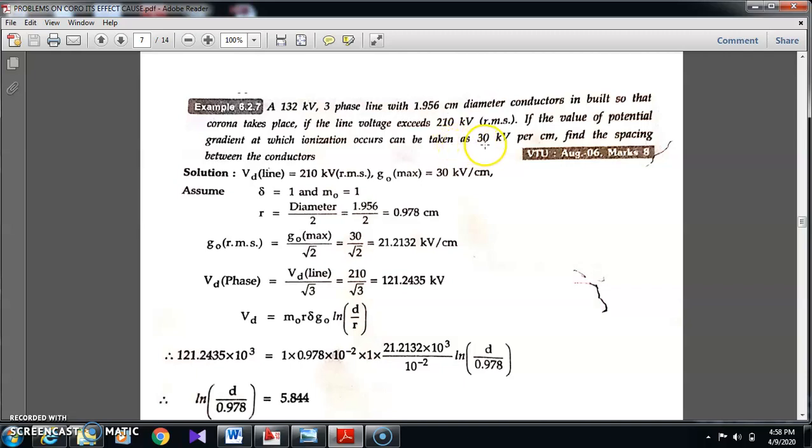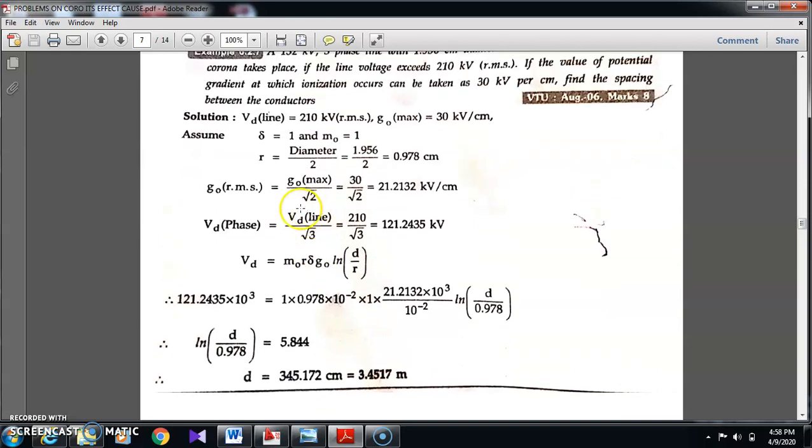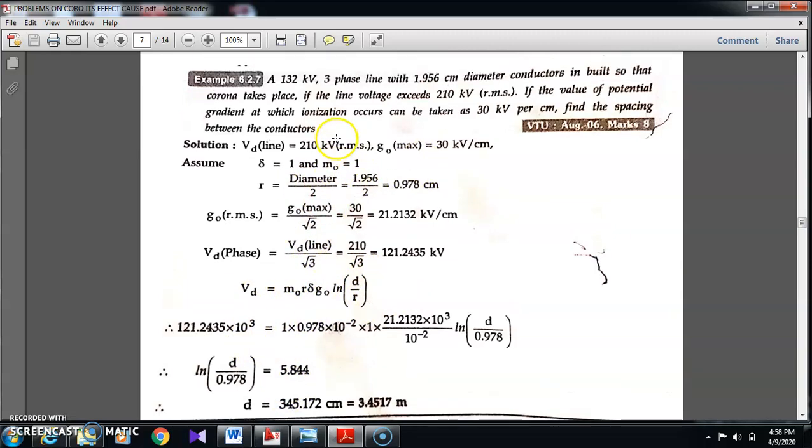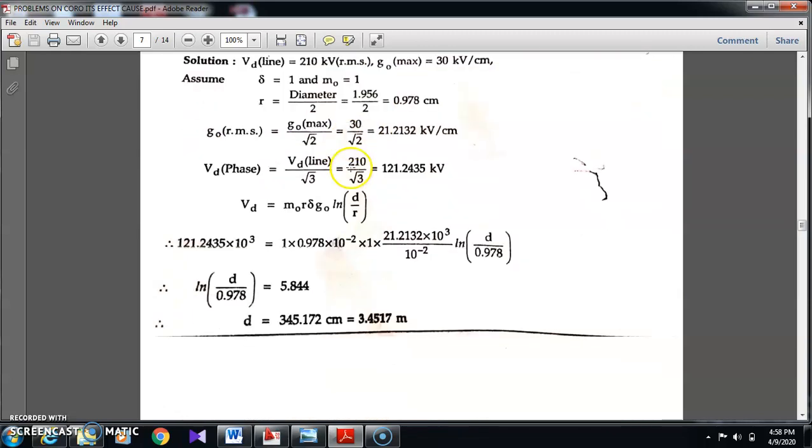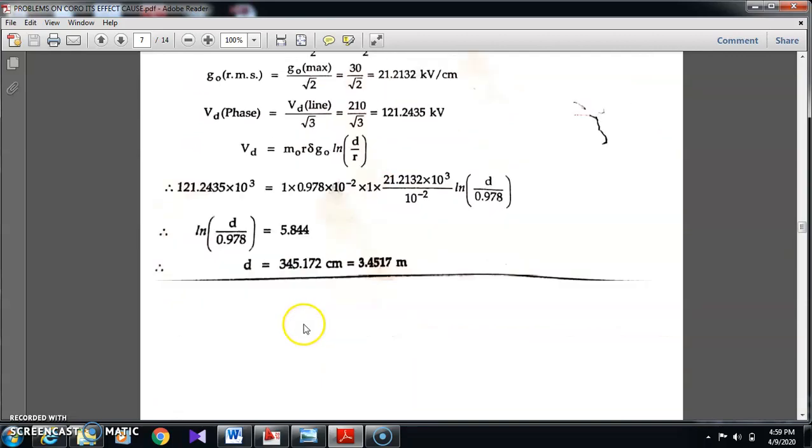Okay, and G naught max you have specified, find the distance between conductors, small d you have to find. All those values you have to substitute, d you have to find, r you have to find out as d by 2, G naught max everything you substitute, m naught value they have given, and delta is 1, even if they don't specify, so delta and m naught you have to keep as 1. Assume that delta and m naught, if both values are not specified, you have to keep them as 1 and you have to find out d. So many times it has been asked, this is an important problem.